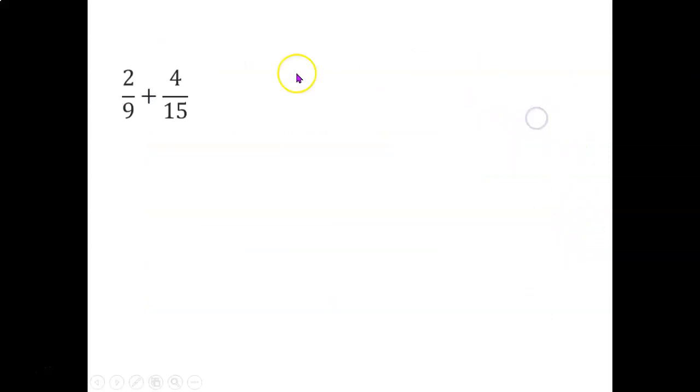So here's an example that shows how that works with just numbers, to remind you how that works. What if we want to add 2 over 9 plus 4 over 15? They don't have the same denominator, so we've got to fix that. So here's how we can figure out what that common denominator should be.